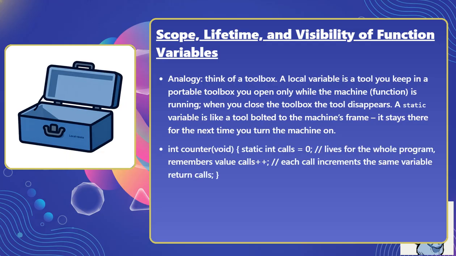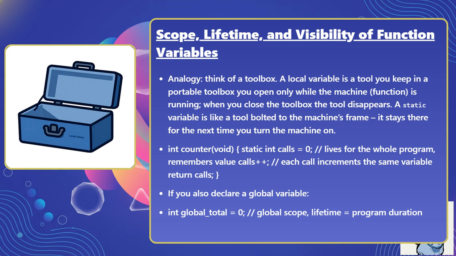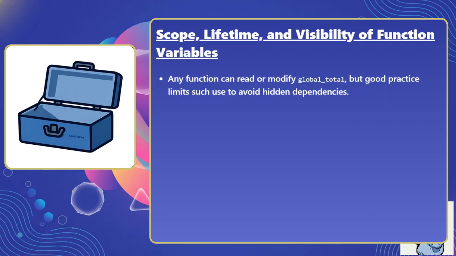C code: define a function named counter that returns an integer. Inside the function declare a static integer variable calls, initialized to 0, which lives for the whole program and remembers its value. Increment calls by 1, return calls. If you also declare a global variable, C code: define a global integer variable named global_total initialized to 0, which has global scope and a lifetime for the duration of the program. Any function can read or modify global_total, but good practice limits such use to avoid hidden dependencies.